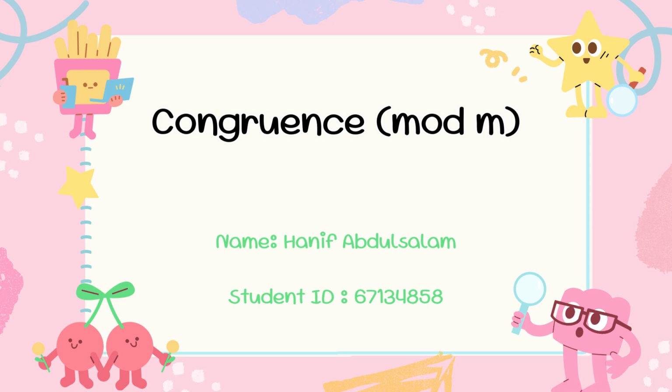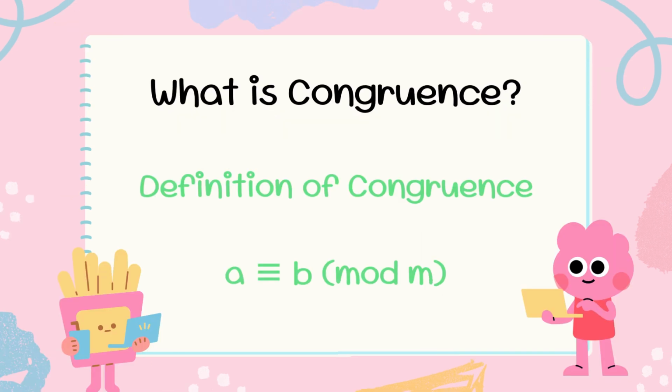Today I will explain congruence and its three properties: reflective, symmetric, and transitive. What is congruence? Congruence is used in number theory. We say that A is congruent to B modulo n if A and B have the same remainder when divided by n. We write it as A is congruent to B modulo n.